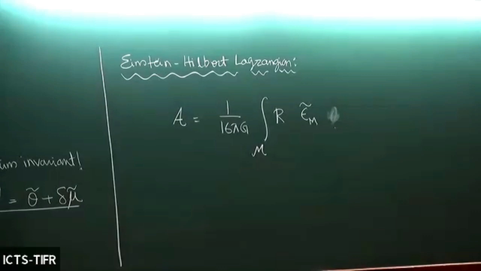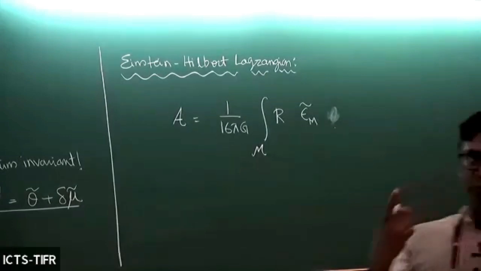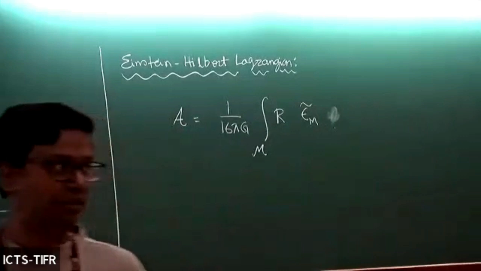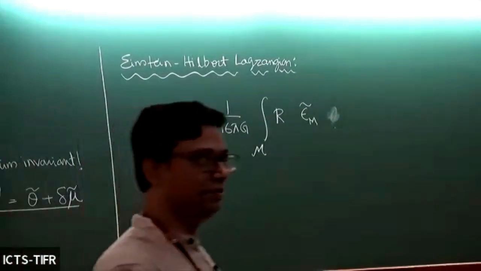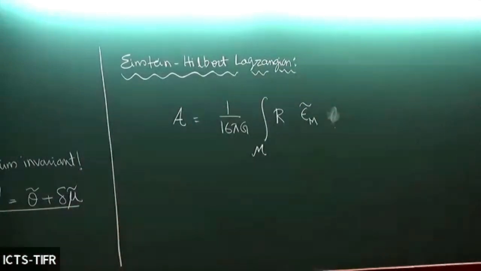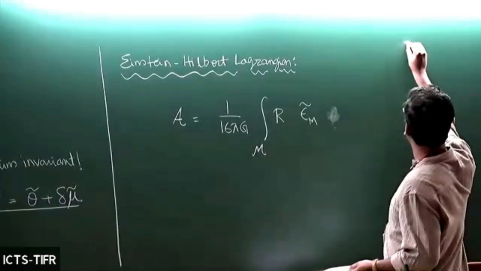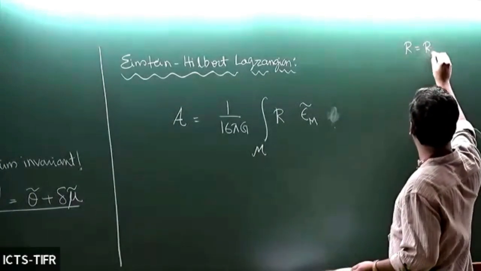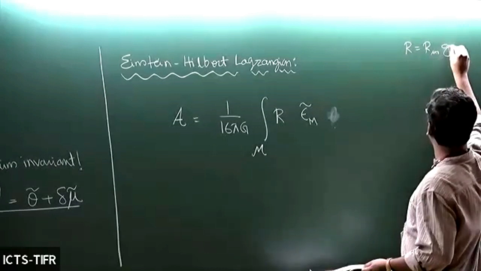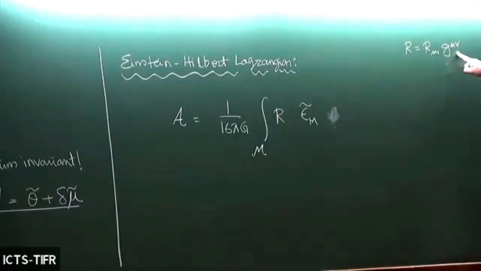So what do I vary? There is only one field. What is that field? The metric, right? The metric is the only dynamical field in this theory. We have switched off all the other fields. So let's vary the metric. What I will do is write R as R mu nu, g mu nu, and vary the up component of the metric, the contravariant metric.